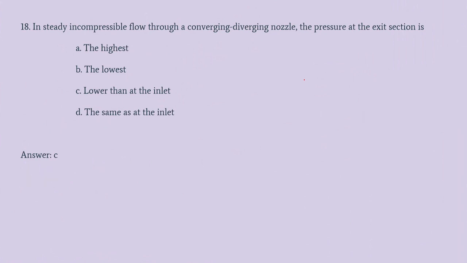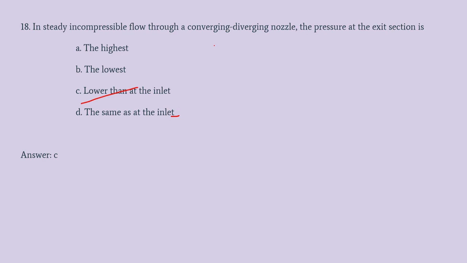Next one, in steady incompressible flow through a converging diverging nozzle, the pressure at the exit section is... The options are highest, lowest, lower than the inlet, same as the inlet. If the pressure at the exit is the same as the inlet, then there won't be a flow actually, in a converging diverging nozzle.